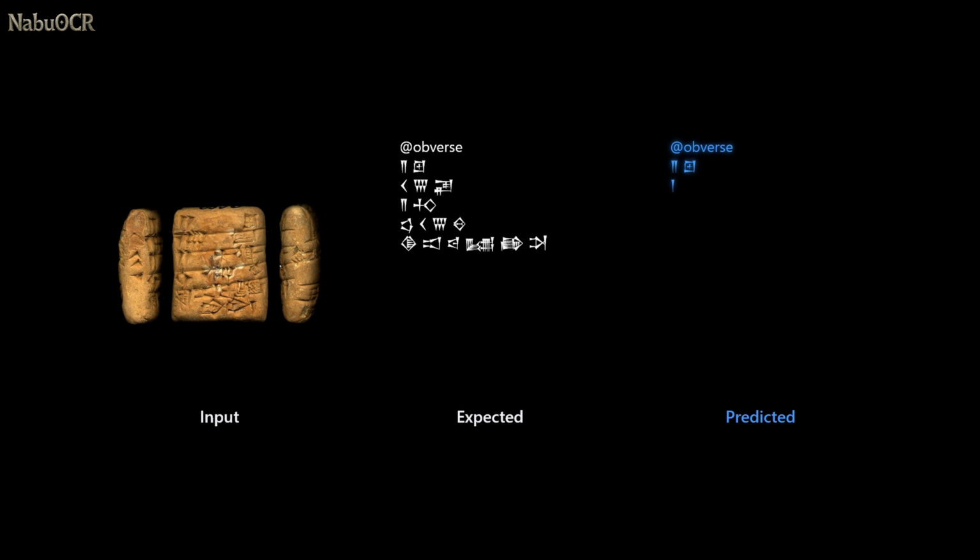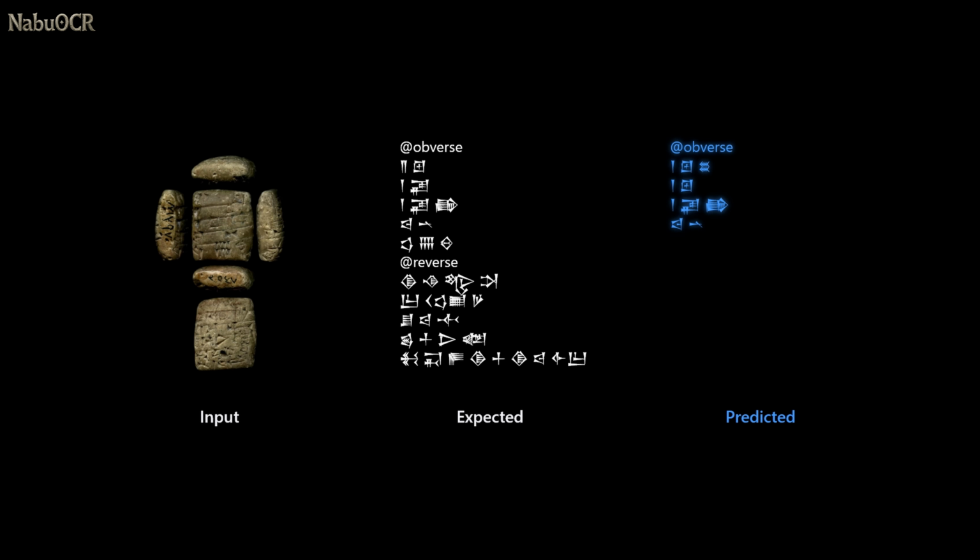Let's see it in action. Here's a well-preserved tablet. The model correctly identifies face markers and transcribes the cuneiform sign. This tablet is more worn. You can see the model handles the degradation reasonably, though some ambiguous signs cause errors. And here's a multi-view image with obverse, reverse, and edges. NabuOCR processes all faces in a single pass.